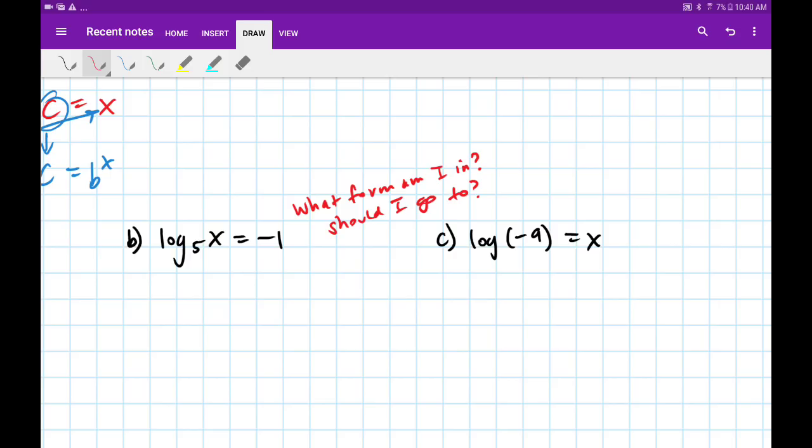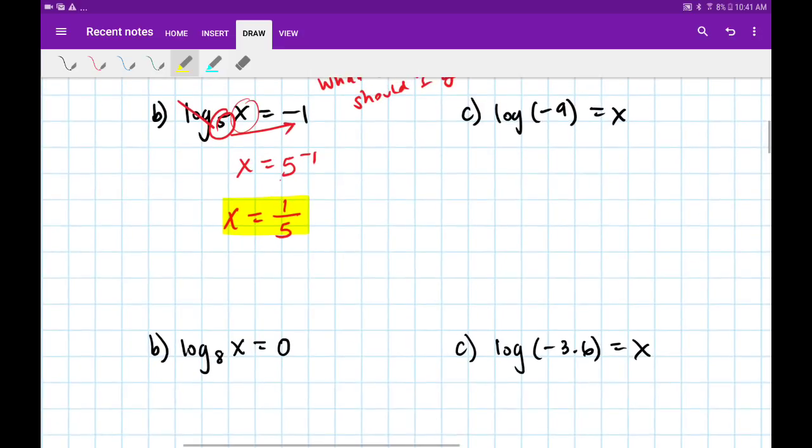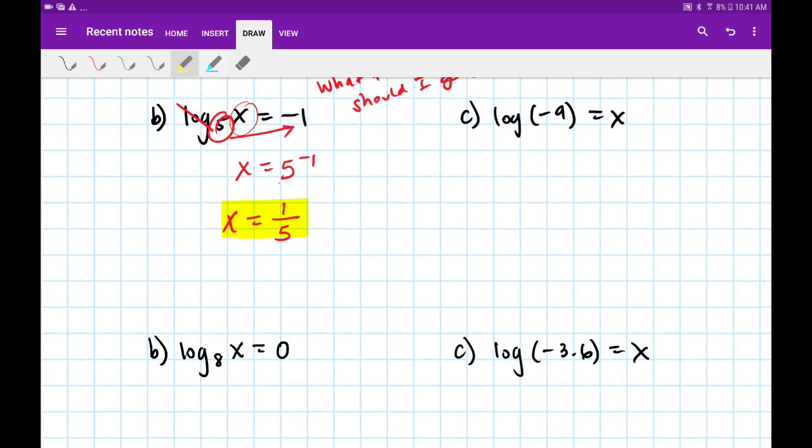Right now I'm in log form. I know that because I see the word log. That means I should go into exponential form. So cross out the log, bring down the x, equals my base to the exponent across. So x is equal to 5 to the -1, but we're not really allowed to leave negative exponents. So we're going to rewrite 5 to the -1 as 1 over 5. And that's our answer. You can give the you-try a shot. Pause the video.